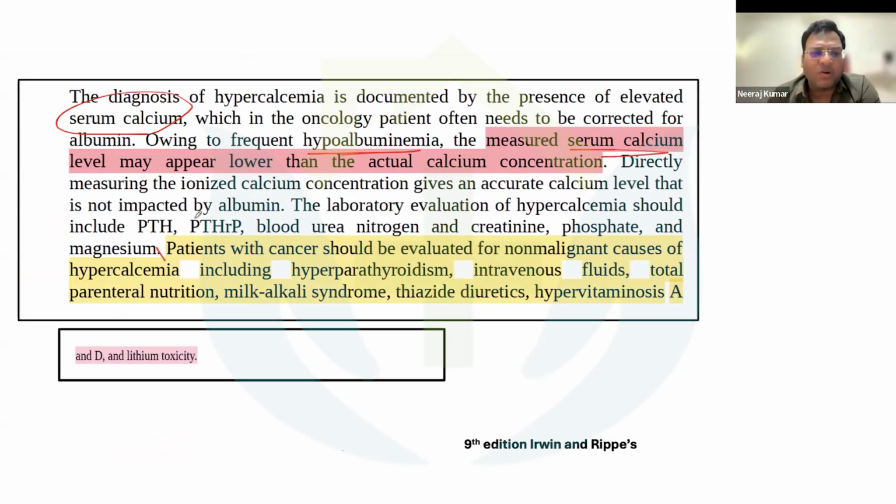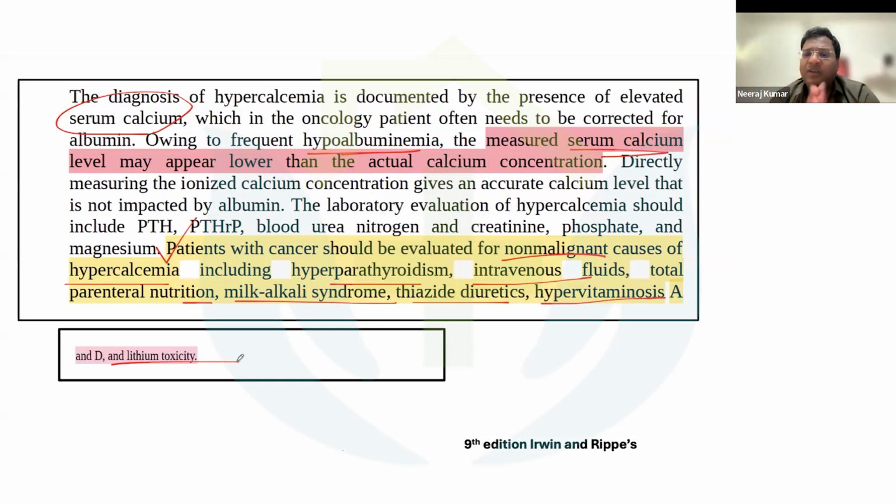But here we ask about the causes, and the cancer has to be evaluated, like for non-malignant causes of hypercalcemia, which include hyperparathyroidism, intravenous fluids, total parenteral nutrition, milk alkali syndrome, thiazide diuretics, hypervitaminosis A and D, and lithium toxicity. Okay, so these are a few of the important aspects when you are evaluating the causes of hypercalcemia. We send all those investigations related to PTH, PTHrP, blood urea nitrogen, creatinine, phosphate, and magnesium.